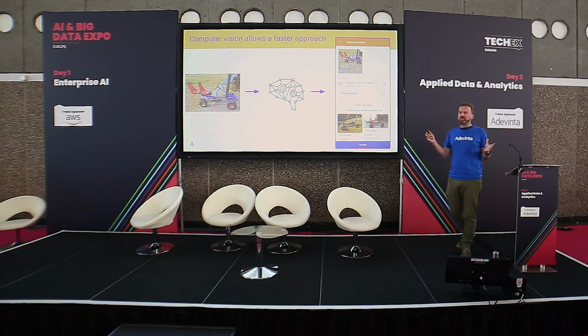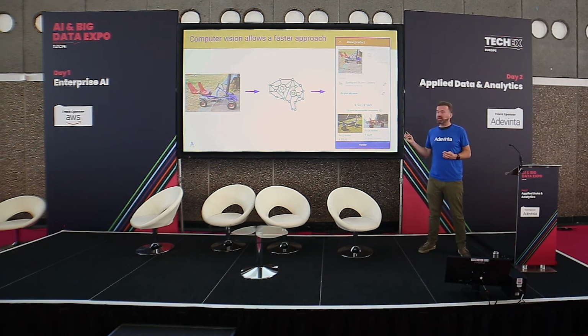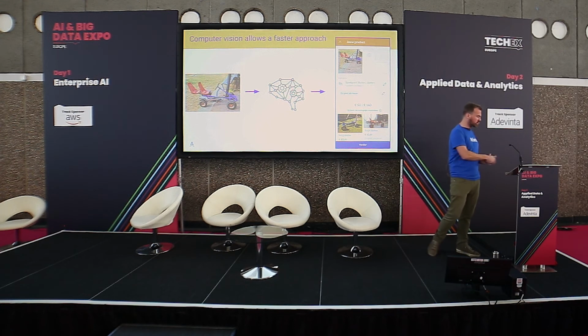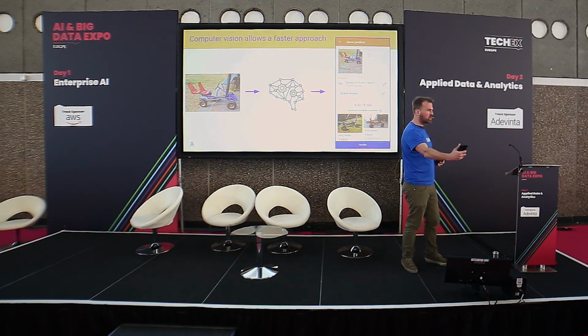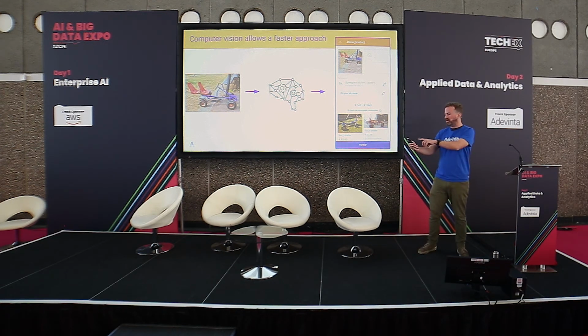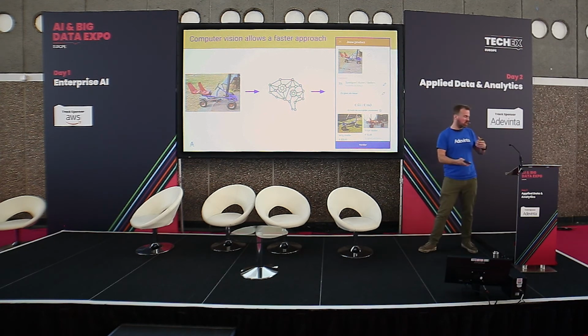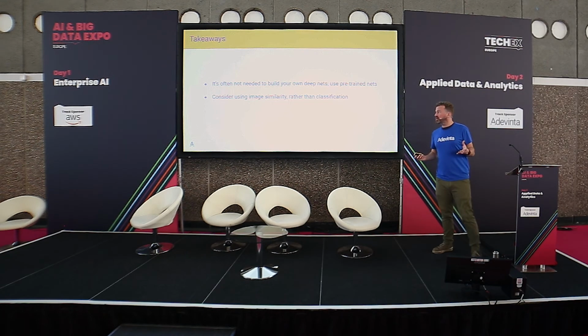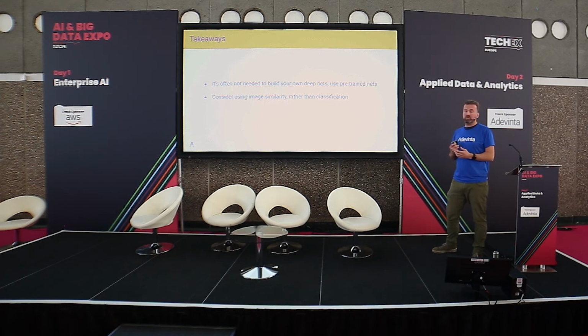And the ultimate vision I have for this kind of application is that you're able to basically take your phone, walk through your house, and just make a video, and it pops up all the prices of the items that are there, and you can say, oh yeah, maybe I'll sell this. So we're always looking for ways to push this further. The takeaway here is that it's often not needed to build your own deep nets. You can use pre-trained ones. And consider using image similarity rather than classification in applying this in your business.